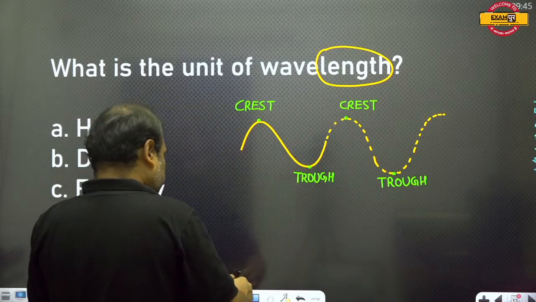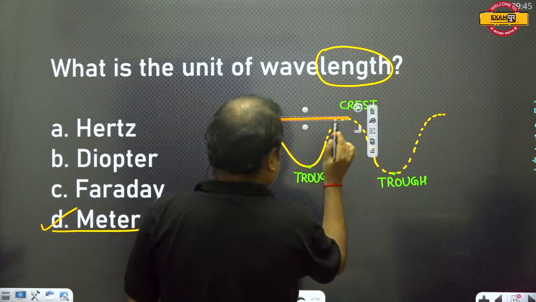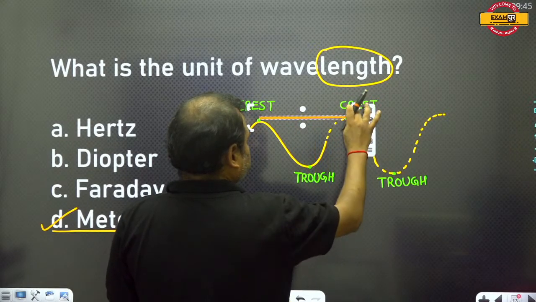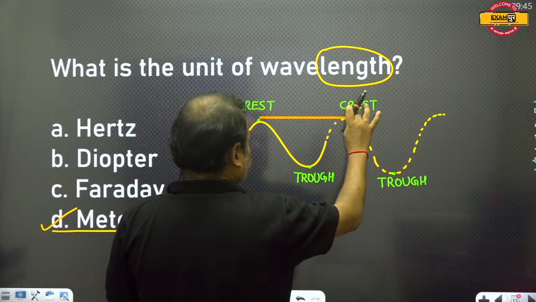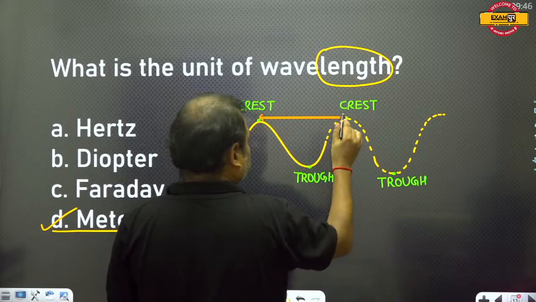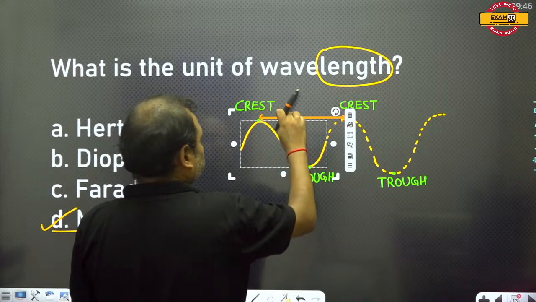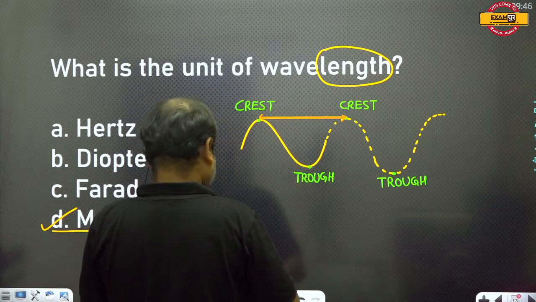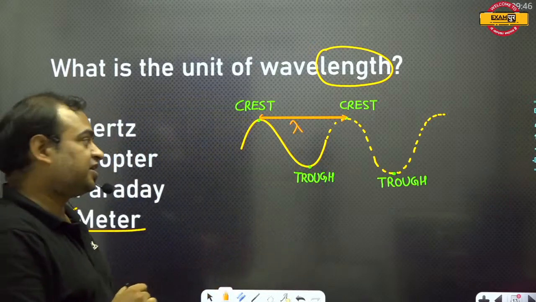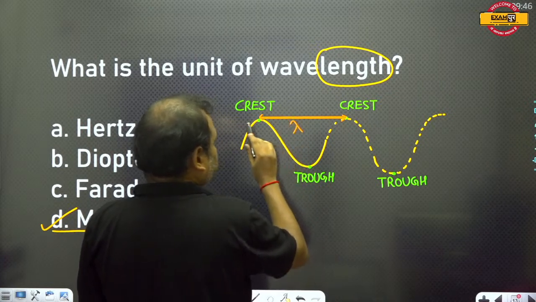Okay, so the separation between two consecutive crests is known as the wavelength. This is known as the wavelength, and wavelength is represented as lambda.